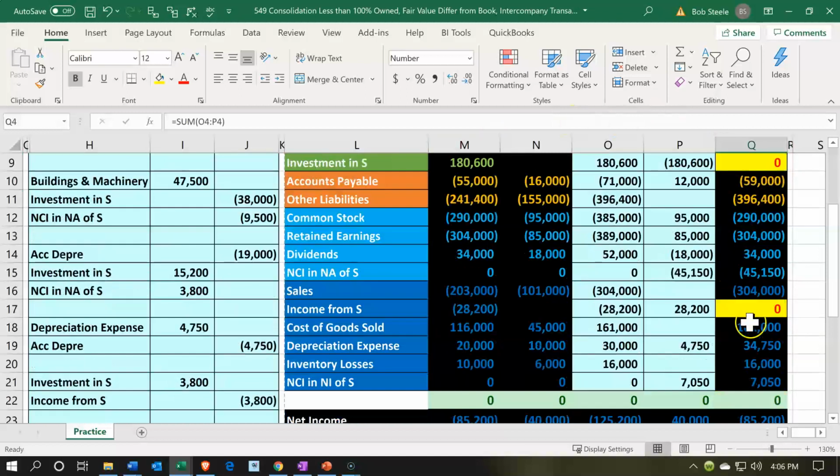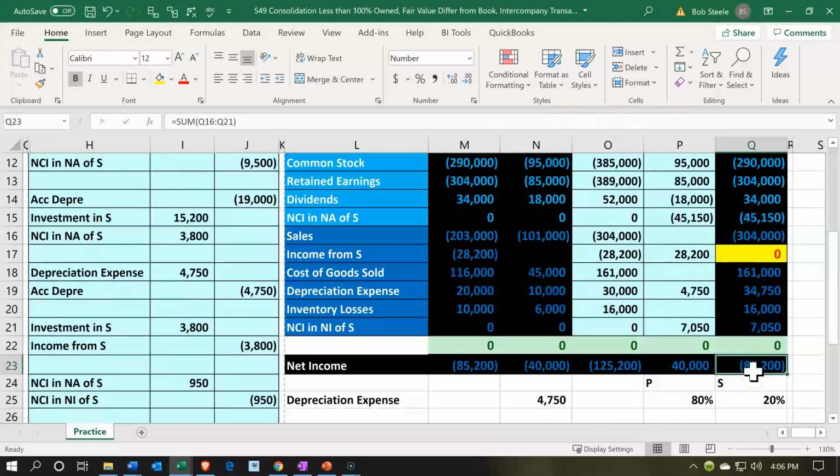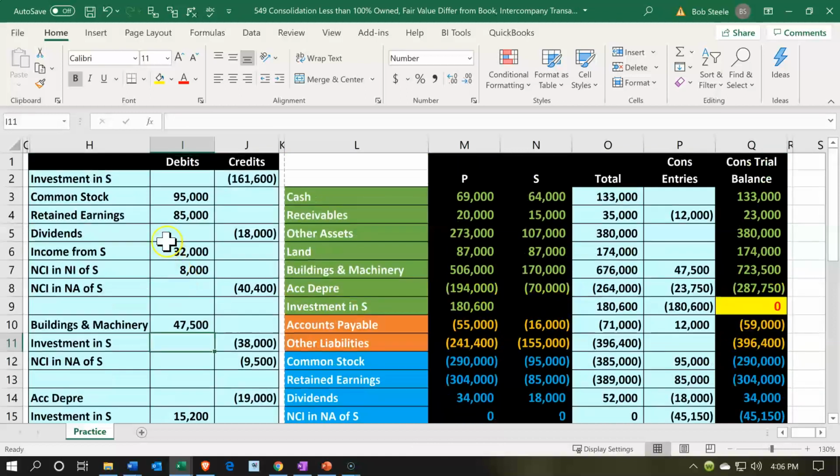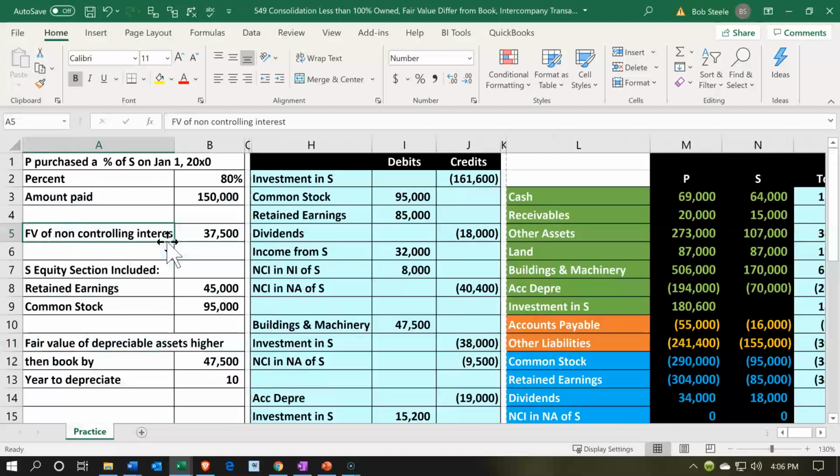So that then should put us back in balance here. We got our check figure here. These two amounts are down to 0. That makes sense. The equity section is now basically reflecting what was on P's books. So those are some of your major check figures that you want to go through. Now, if you have problems with this, again, you want to deconstruct this compared to your equity section.